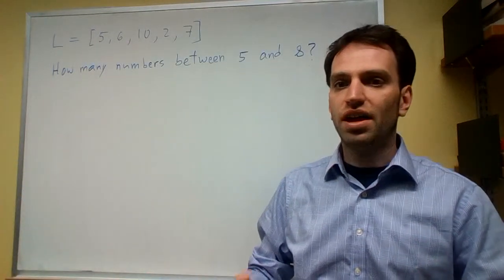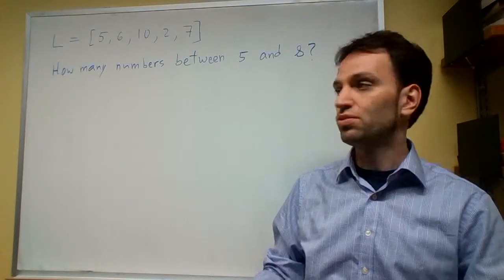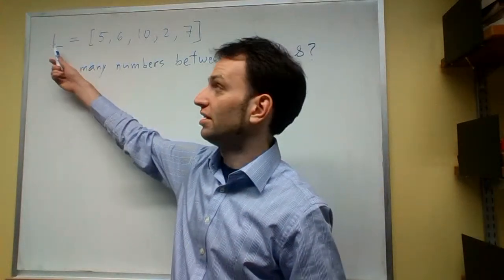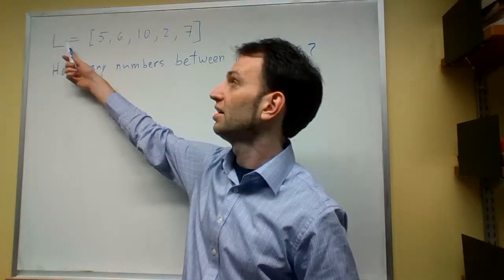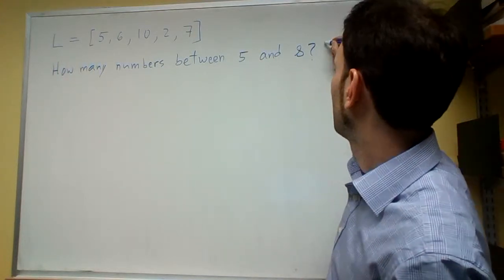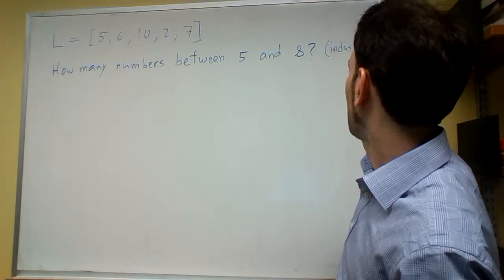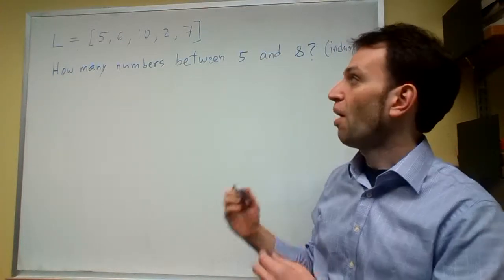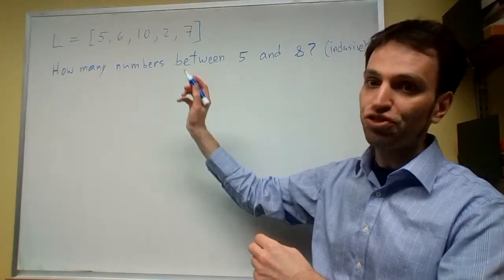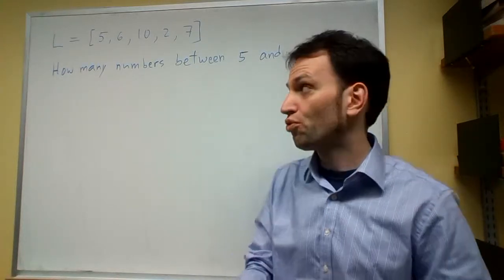In this video, I want to show you the process of coming up with a program that figures out how many numbers there are in a list, like for example the list L, that are between 5 and 8, and I mean inclusive. So the first step that I want to make is to actually do this by hand, but looking at each element in turn, the way you would when you are programming.